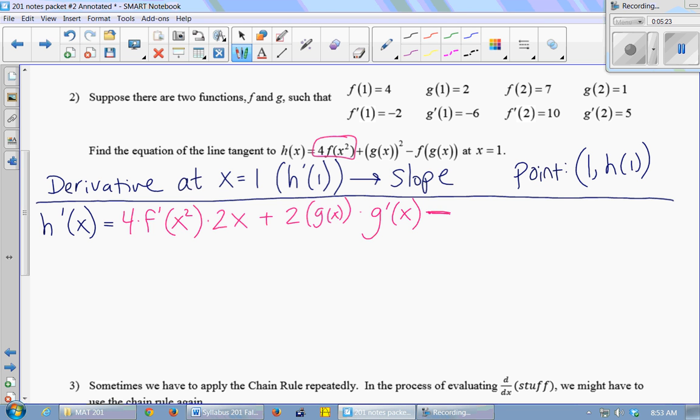Minus a composition of f of g of x. What's my inside function for f of g of x? G of x. So that's my inside function. My outside function is f. So I take the derivative of the outside function, f prime of g of x. So f prime evaluated at the inside function times the derivative of the inside function, so times g prime of x. So that's my chain rule.